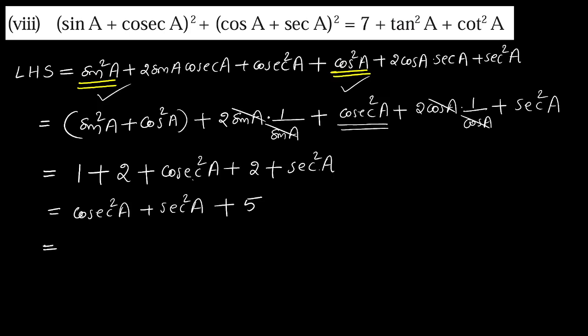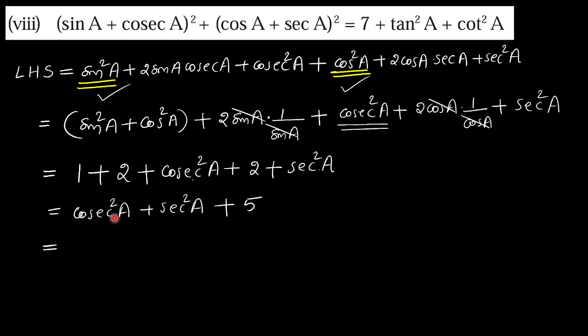Okay, sir. And for cosec square a, is it the RHS? No. RHS does not contain cosec square. Also sec square a is not there in RHS. I have to bring tan square and cot square. This should be converted in terms of tan square and cot square. RHS contains tan square, cot square. So how can I convert to tan square and cot square?